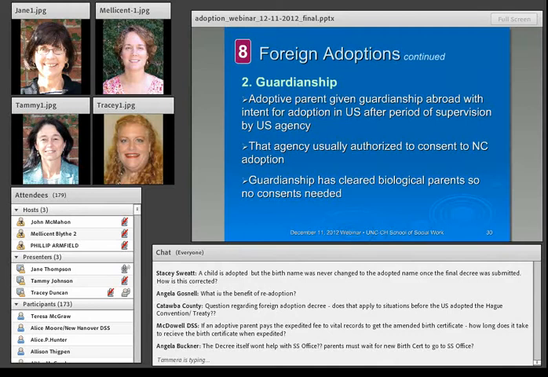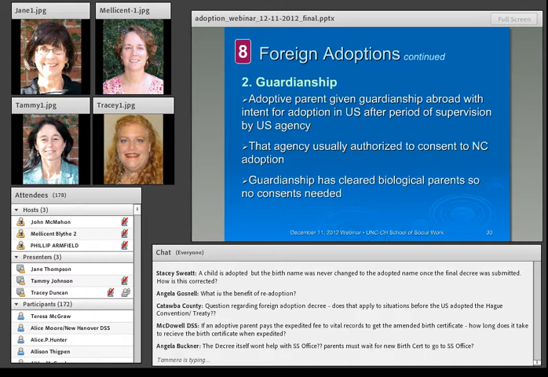Normally, the agency that is doing those supervised post-placement visits is also the agency that is authorized by the country to consent when it's time to do the North Carolina adoption, but that's not always the case. Sometimes these folks come back as guardians of the children and end up actually having to consent to their own adoption because there is no agency authorized. Again, countries do things differently, but the guardianship does clear the biological parents in the foreign country, so no consents are needed. And again, they would have had a pre-placement assessment when they did this, and now what we're looking at is getting the current 1808.